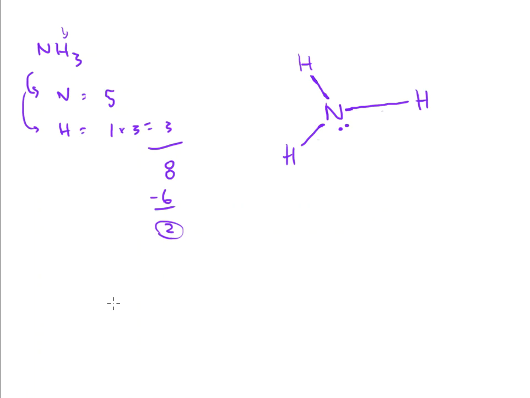Nitrogen in the center has 3 bonds and a free pair of electrons. That is what we say. And then the hydrogens around the nitrogen each have 1 bond, and each is perfectly happy with just that 1 bond. That's all it needs. It doesn't need any more.